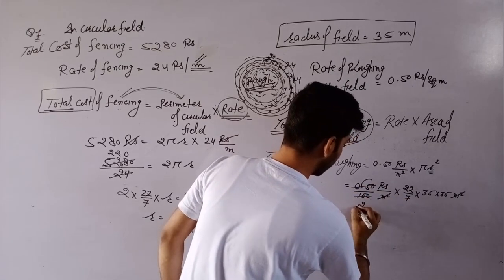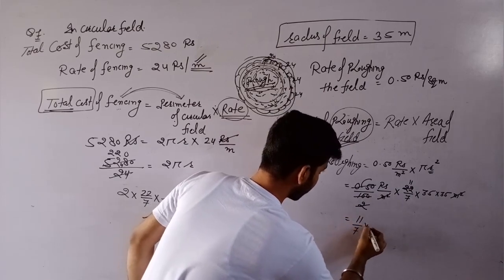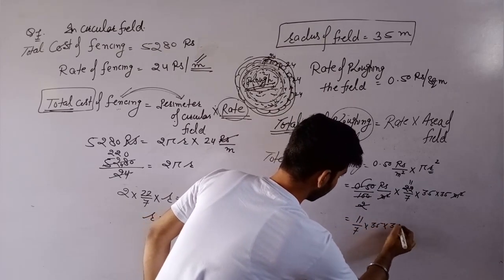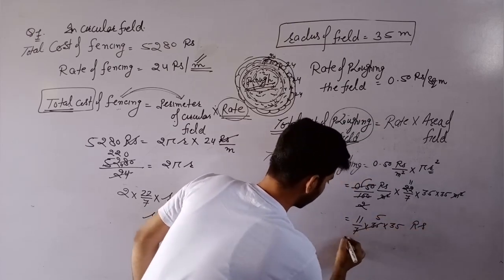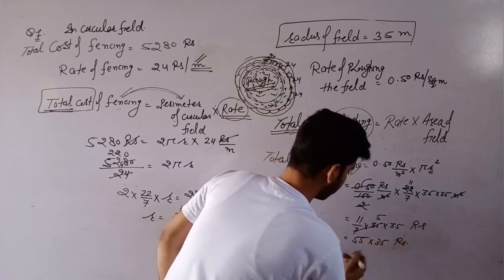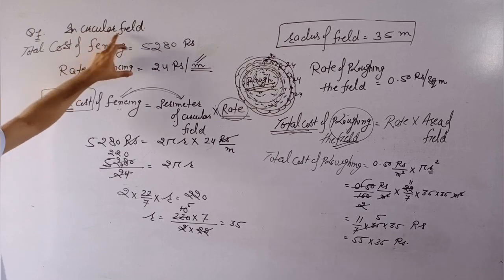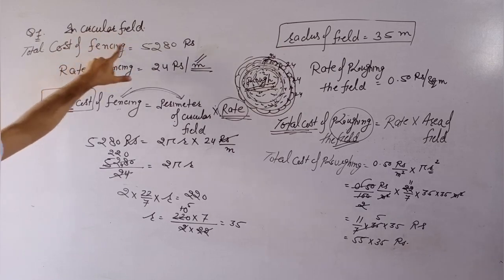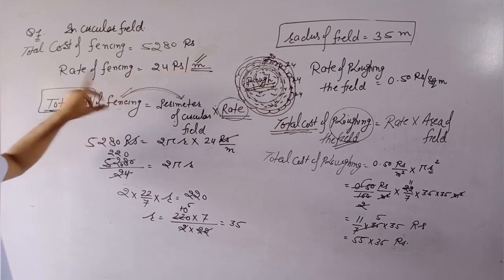50 टू जा 100 और 2 से 11, so we will get 11/7 multiply 35 and remaining is only rupees. 7 5 जा 35, 11 5 जा 55, multiply 35 rupees. Multiply 55 to 35 and we will find the answer of total cost of plowing. Repeat the question that in circular field it is given that cost of fencing is 5280 rupees at the rate of 24 rupees per meter.